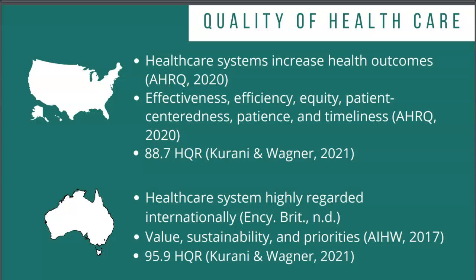The quality of Australia's healthcare system is highly regarded and has a, quote, excellent international reputation, where public and private hospitals provide good quality care and support medical research. Healthcare performance is evaluated using the Australian Health Performance Framework, in which value, sustainability, and priorities are analyzed using a framework and a performance logic model examining inputs, activities, outputs, and outcomes.